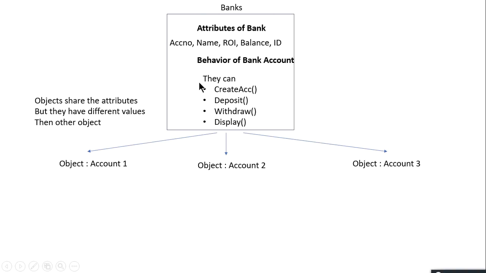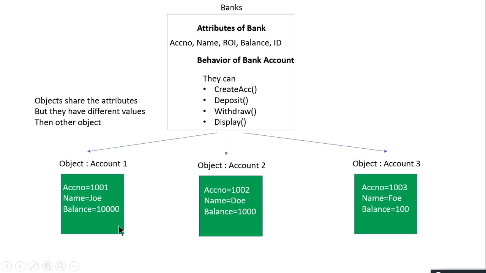Let's talk about the bank. Let's say there are three persons and they have three objects, account 1, account 2, account 3. All these objects will share the properties or the attributes defined inside this bank class, and they can have their own values. So objects share the attributes, but their values can be different from other objects. This object has account number 1001, this object has account number 1002, and so on. And they have their own values for the name and balance variables.